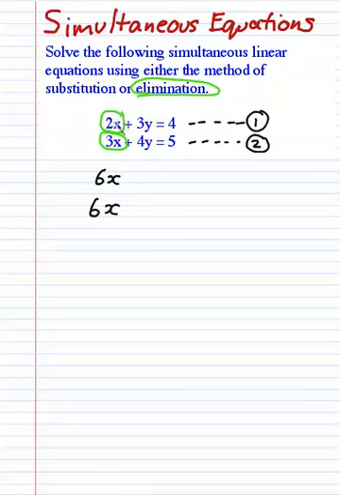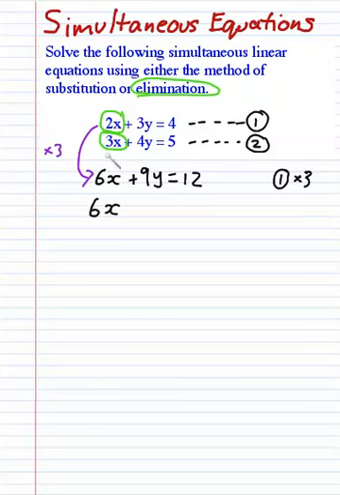Alright, so what do we have to do to equation 1 to get 6x there? Well, we have to multiply by 3, don't we? So what we should do then is multiply the whole equation by 3. In other words, we're going to do equation 1 times by 3. So 2x times 3 is 6x, 3y times 3 is 9y, and 4 times 3 is 12. Okay, does that make sense?